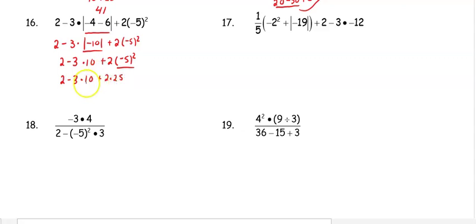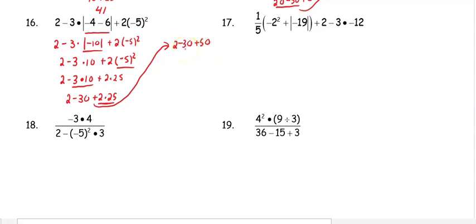There's two multiplications, so we're going to do them from left to right. So first we're going to do 3 times 10. So we get 2 minus 30 plus 2 times 25. Our next step is going to be the multiplication of 2 times 25. So we get 2 minus 30 plus 50.